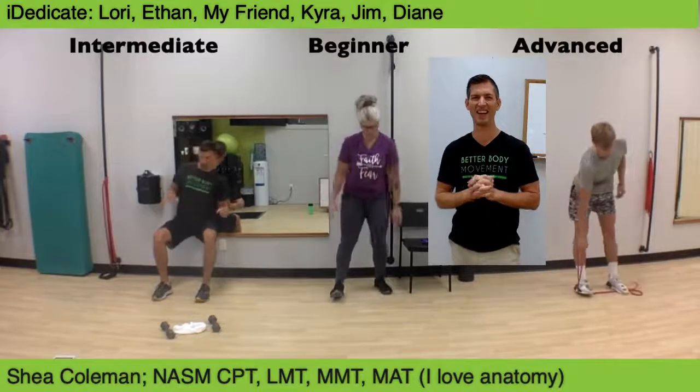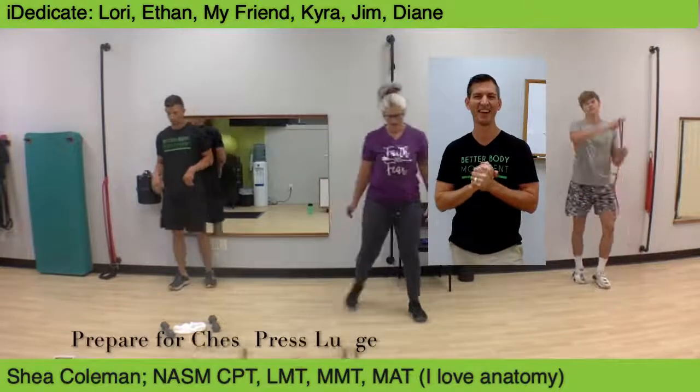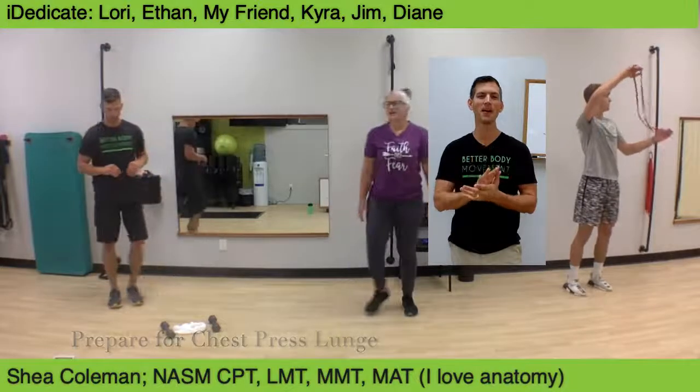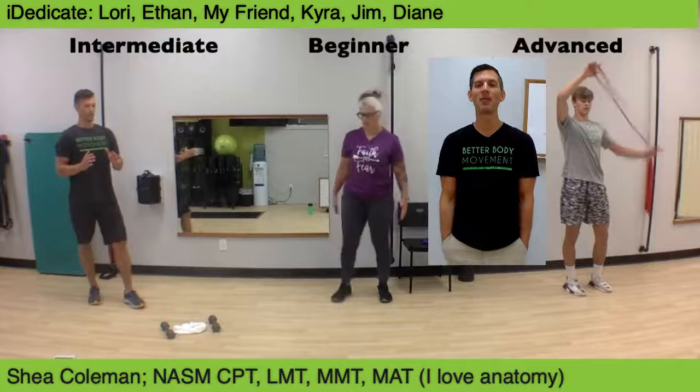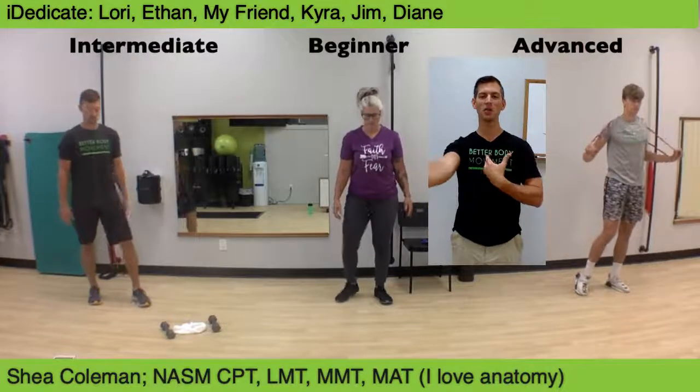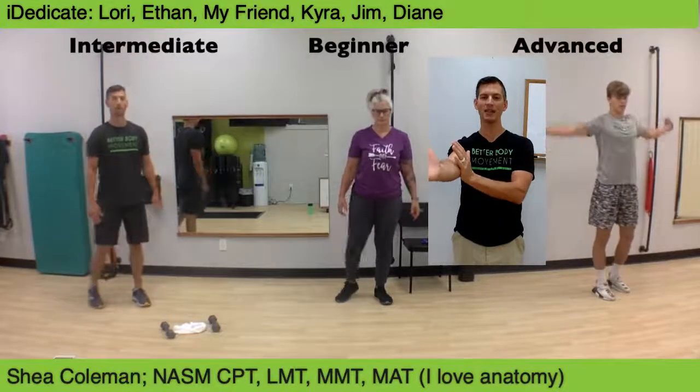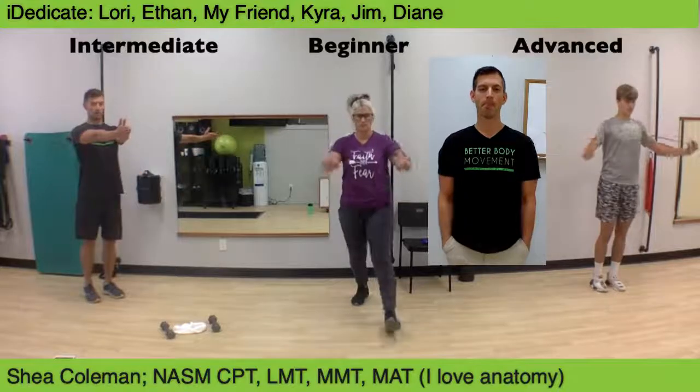3, 2, 1. Transition to chest press lunge. Good, here we go. Rotating around, chest press. Drive the elbows to the center of your chest. 3, 2, 1. Chest press lunge.